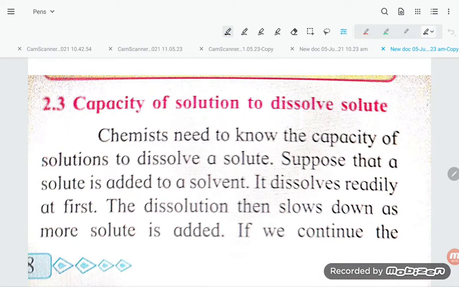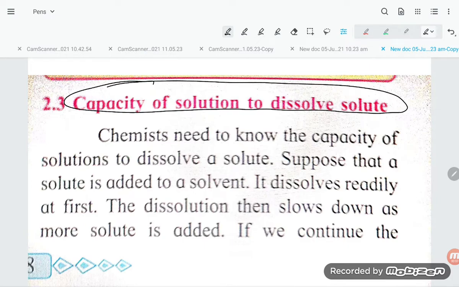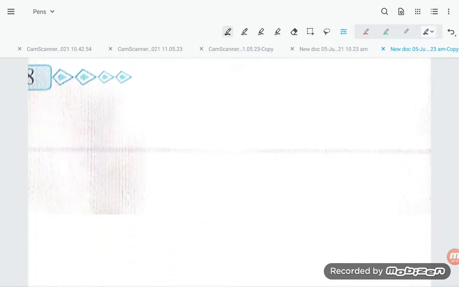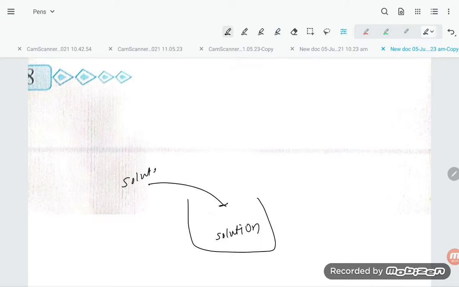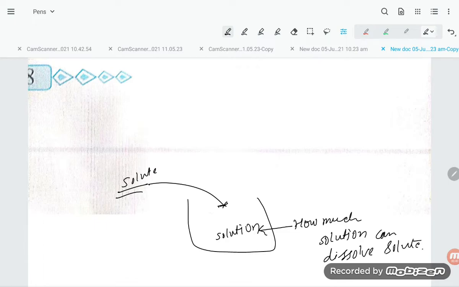Hello students, let us try to understand the capacity of solution to dissolve solute. Suppose we have this much solution, and you are adding the solute. We have to check how much solute the solution can dissolve. That is what we are going to understand.